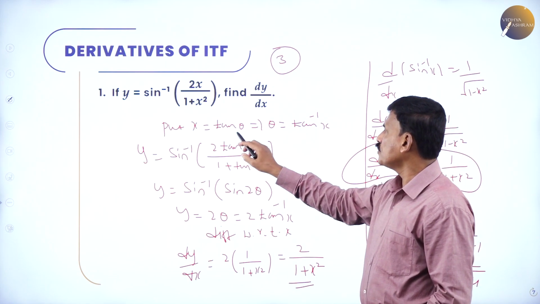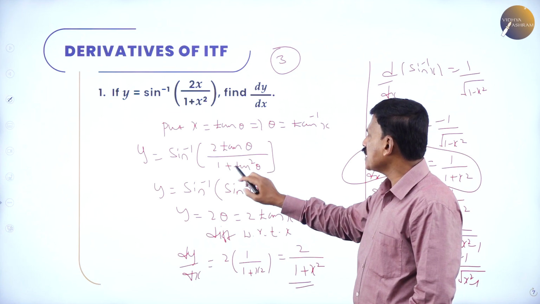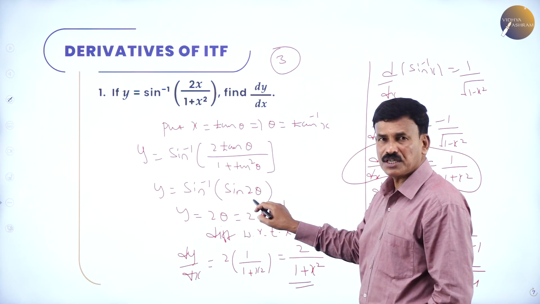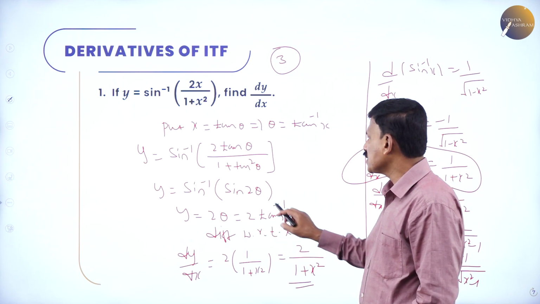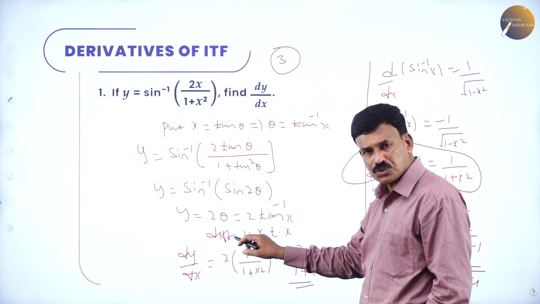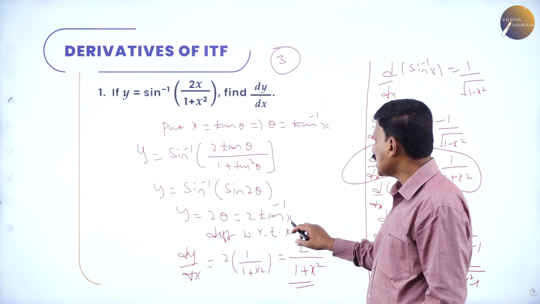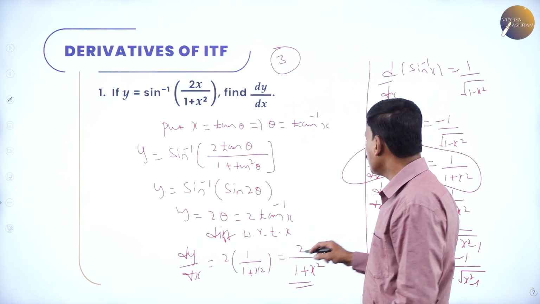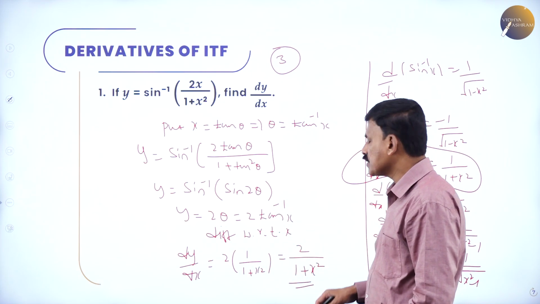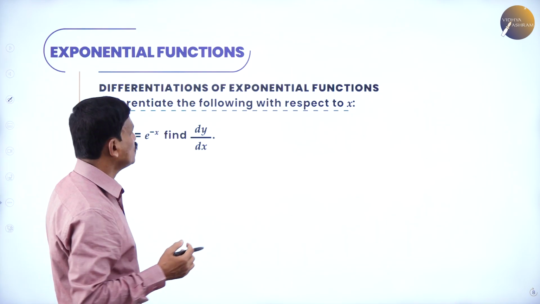So, put x is equal to tan theta, which implies theta is equal to tan inverse of x. 2 tan theta by 1 plus tan square theta is sine 2 theta. Sine inverse gets cancelled, that's equal to 2 tan inverse of x. Sine inverse sine 2 theta is equal to 2 theta. Then just substitute the value of theta. What is theta? Tan inverse x. Differentiate it. 2 into derivative of tan inverse x is 1 by 1 plus x square, that is 2 by 1 plus x square. Let us come to the next concept, derivative of exponential function.